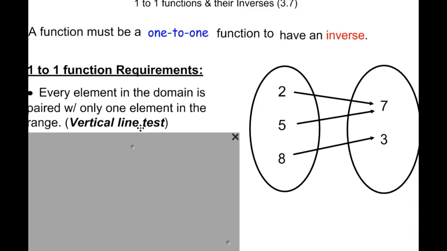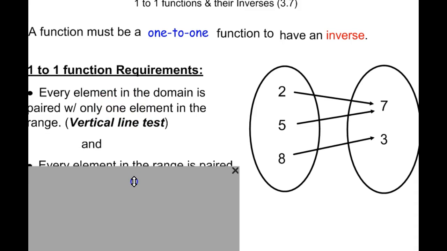Let's see if that's true here. There are three elements in the domain that each are paired with only one element in the range. So this is a function that passes the vertical line test, so to speak. If these were graphical points, like ordered pairs (2, 7), (5, 7), and (8, 3), it would pass the vertical line test. To be a one-to-one function, which is very special, it first must be a function. That's just a test: is it a function or not?